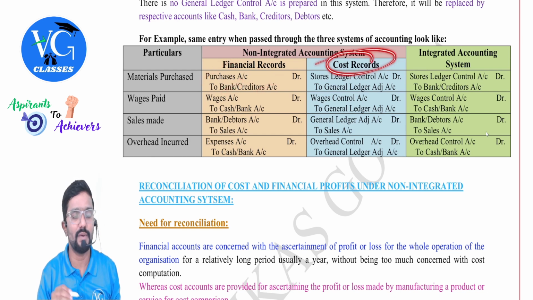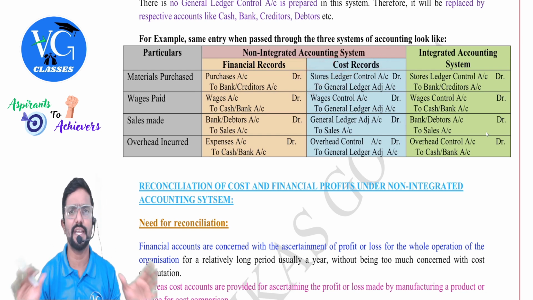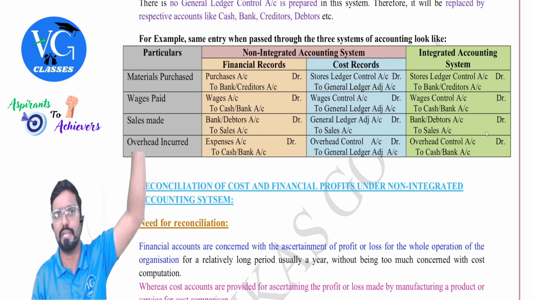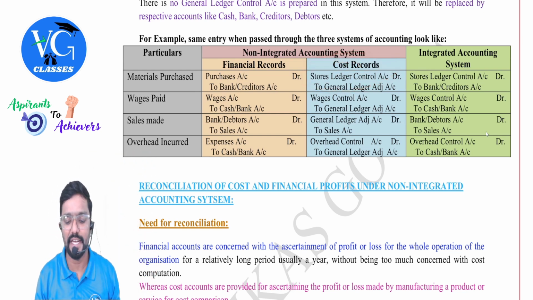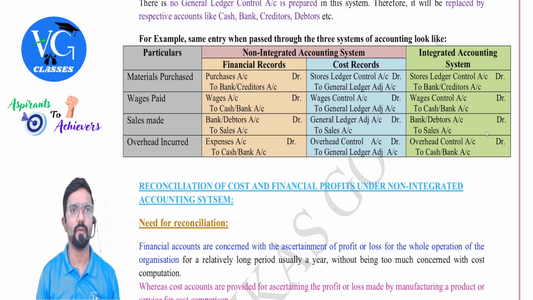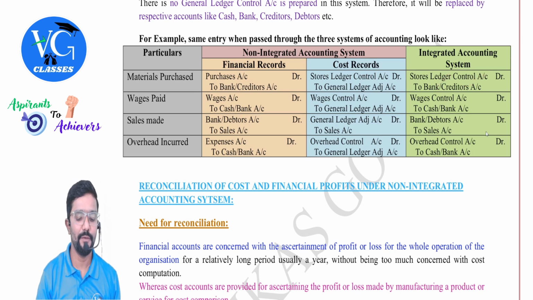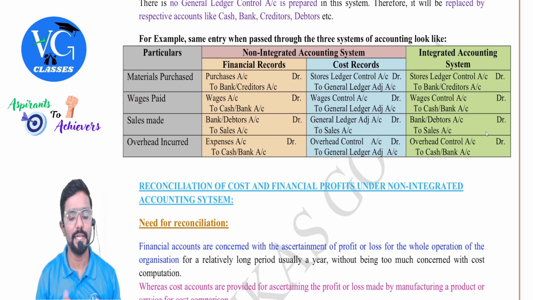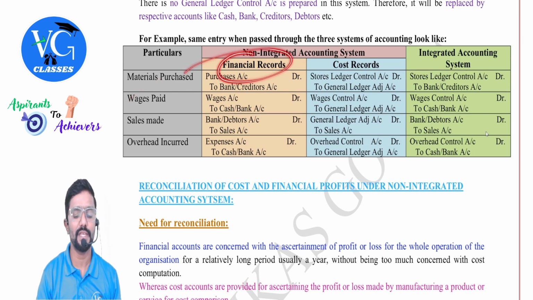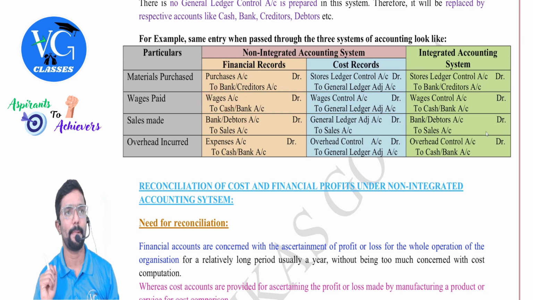Coming to cost records, what is the entry? Stores ledger to general ledger, whether it is cash purchase or credit purchase, doesn't matter. We just now learned. Whereas under integrated, in place of this, we will bring whatever we used to use in accounts. That is, if it is cash purchase, to bank; if it is credit purchase, to creditors. Hope you got it. Same way, for wages paid or salaries paid in financial records, what is the entry? Wages to cash or bank.